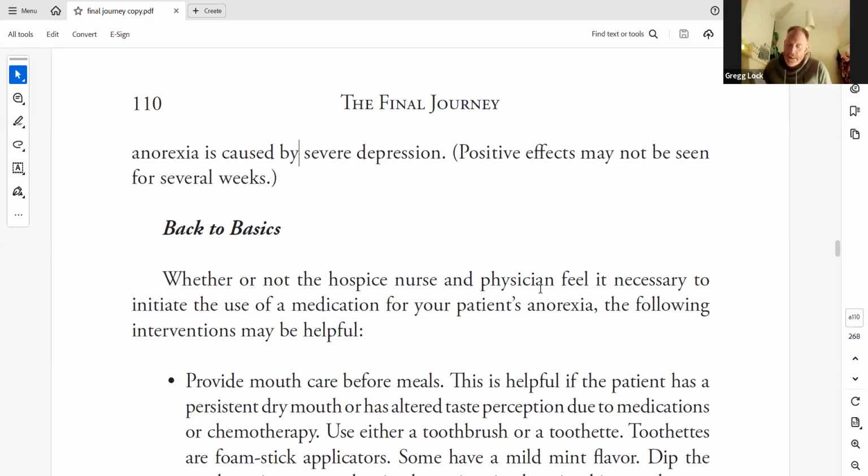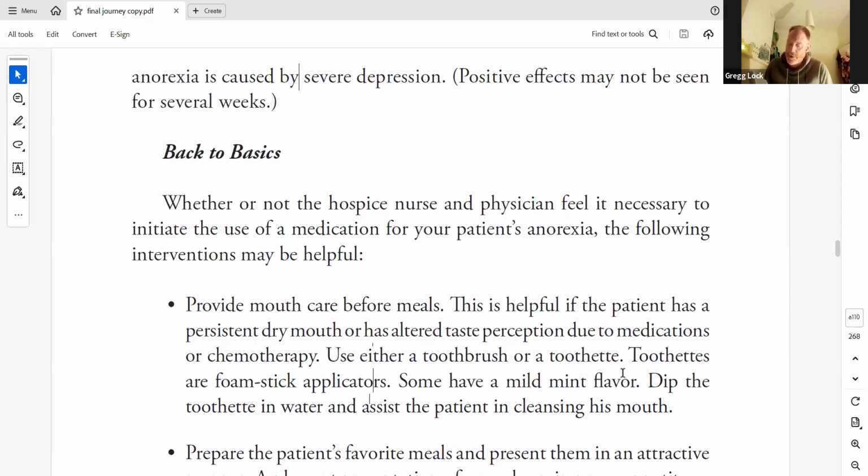Whether or not the hospice nurse and physician feel it necessary to initiate the use of medications for your patient's anorexia, the following interventions may be helpful. Provide mouth care before meals. This is helpful if the patient has persistent dry mouth or has altered taste perception due to medications or chemotherapy. Use either a toothbrush or a toothette. Toothettes are foam stick applicators. Some have a mild mint flavor. Dip the toothette in water and assist the patient in cleansing his mouth.